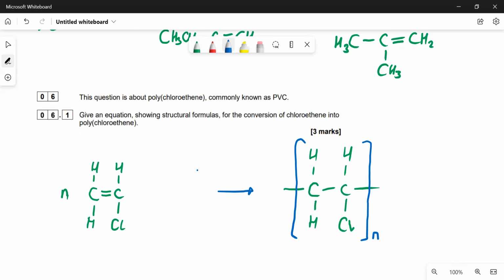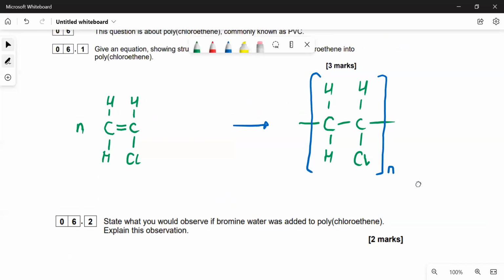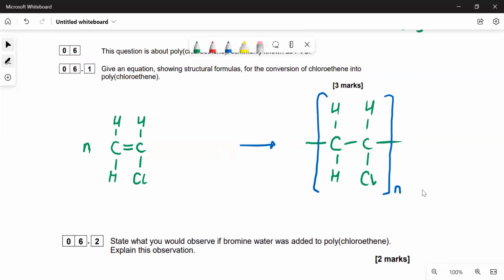Now, the next question, I think it asks, does this product react with bromine water? What would happen? It doesn't react with bromine water because the product, the polychloroethylene, doesn't contain any double bonds, even though it sounds like from its name, it's got E in its name, it doesn't actually contain any double bonds. So add bromine water to that, nothing would happen. It would remain red.